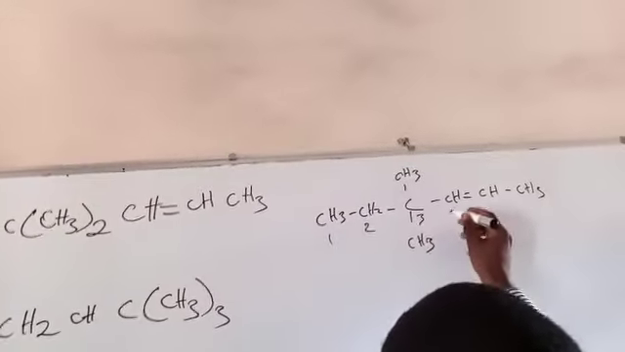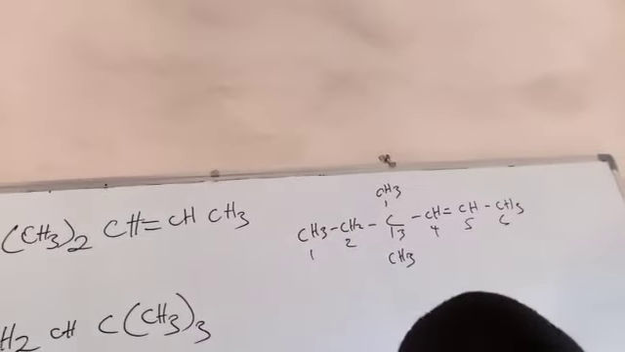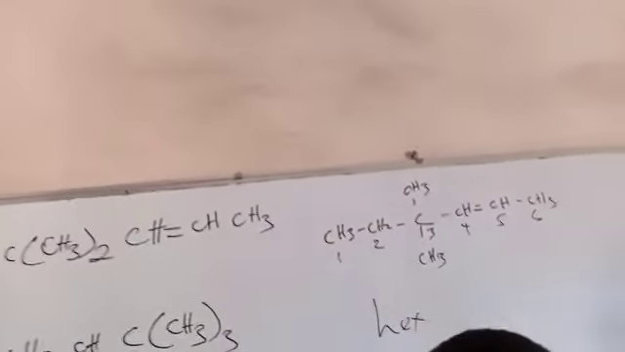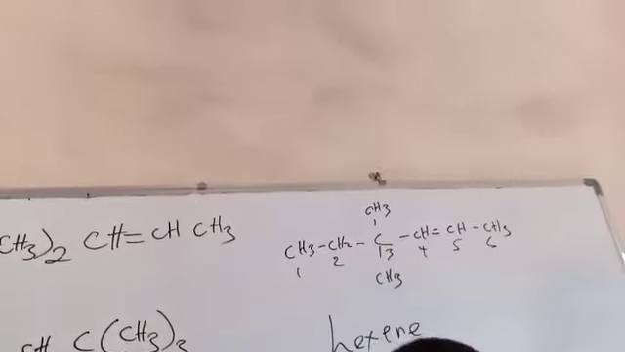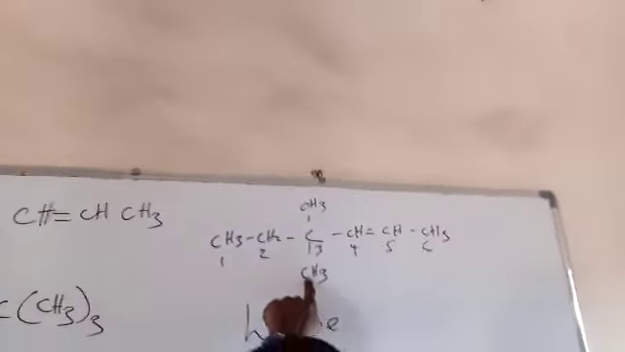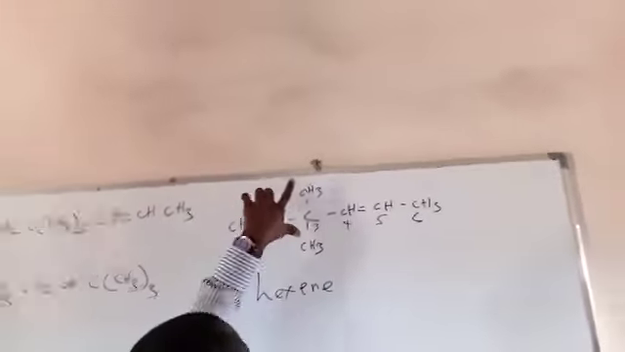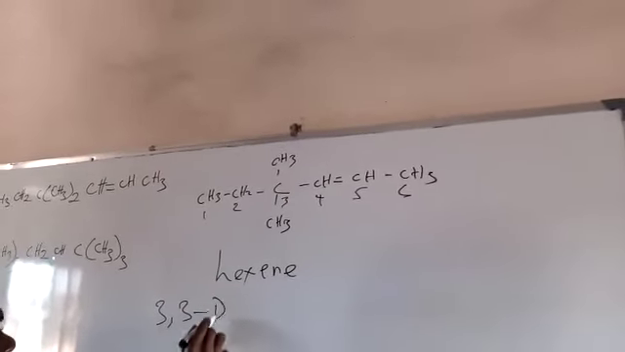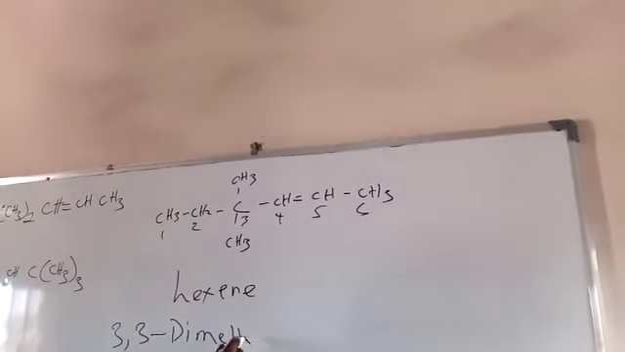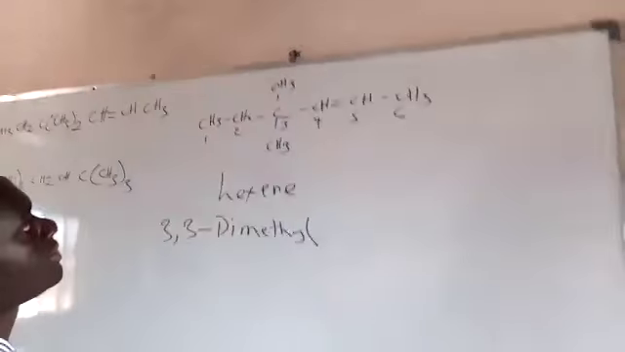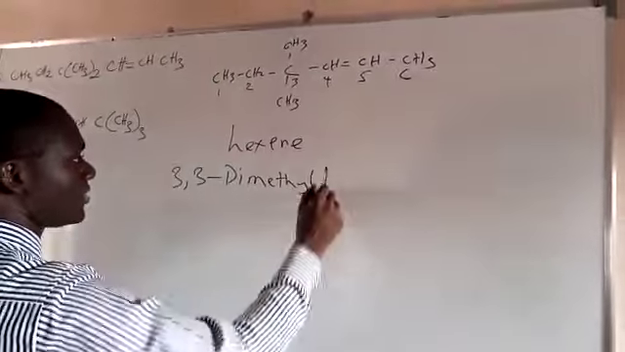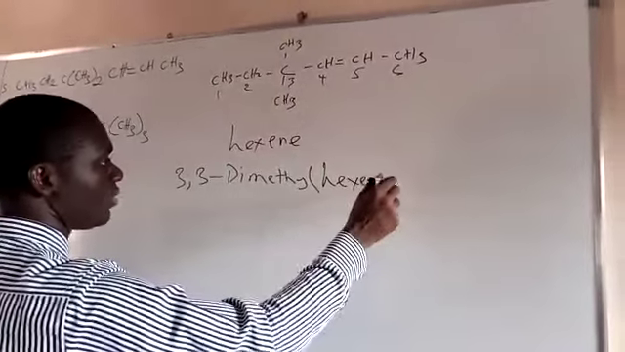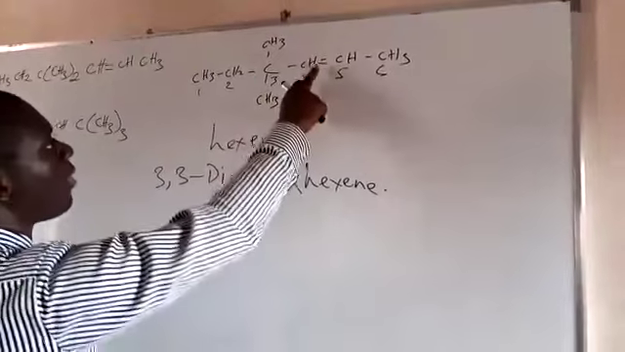So how many carbon atoms? 1, 2, 3, 4, 5, and 6. 6 carbon atoms is hex. Then because of the double bond, hexene. Now the attachment is at position 3, and the attachments are the same. When you are attaching the same groups, we use di. At position 3, we have 3,3-dimethylhexene.